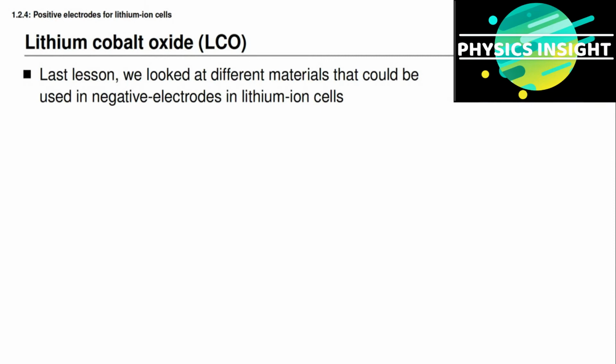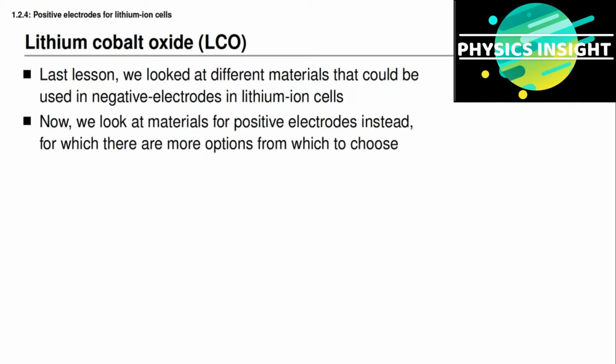In the last lesson, you learned that different materials can be used in the negative electrodes in lithium-ion battery cells. If you remember, we looked at graphite and at lithium titanate and also at silicon. In this lesson, we are going to look at materials that can be used for positive electrodes instead, and it turns out that there are many more options from which we can choose.